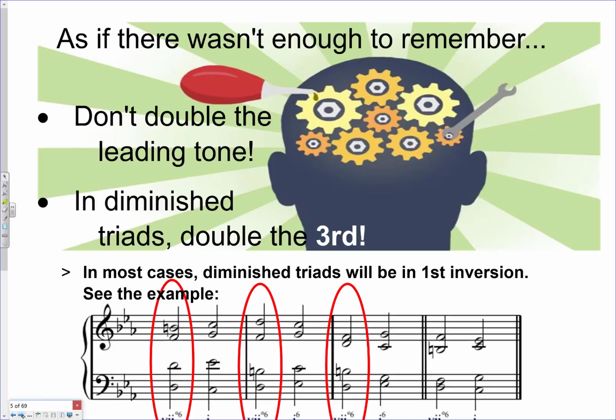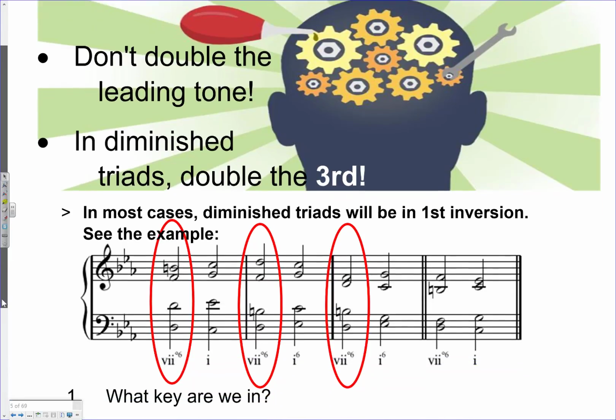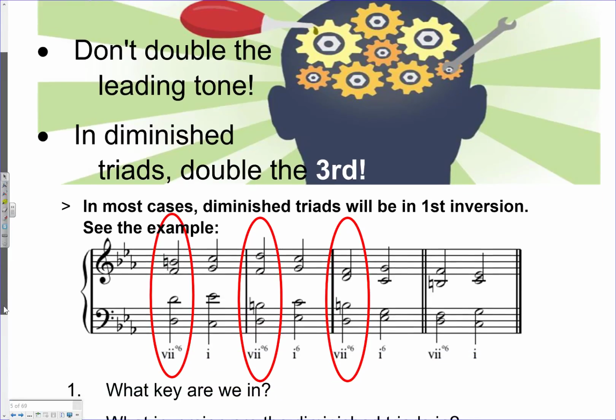We haven't spent much time talking about writing the diminished triad, that is, the vii diminished triad. So, as if there wasn't enough to remember, we cannot double the leading tone. In diminished triads, we want to double the third. So let's take a look here. In most cases, you will see that diminished triads will be in first inversion.